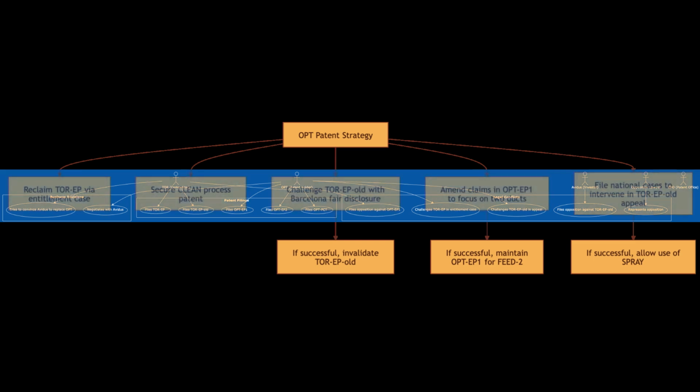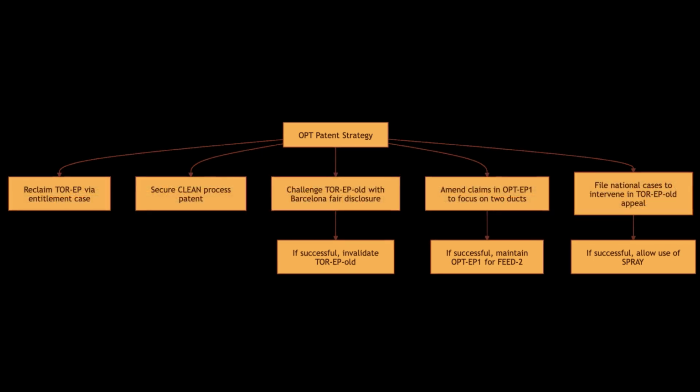4. The water spray device. TOR has an older patent, TOR-EP Old, from 2015 covering a water spray device. However, this same device was publicly disclosed at a trade fair in Barcelona in 2014. If this prior public disclosure can be proven, TOR's patent should not have been granted. Key takeaway: a legal strategy could involve challenging TOR-EP Old's validity based on lack of novelty due to its prior public disclosure.